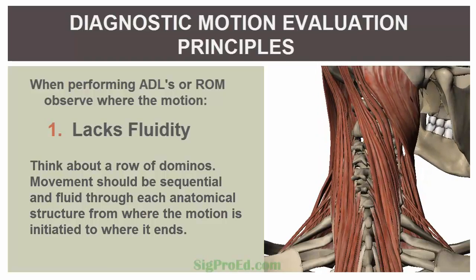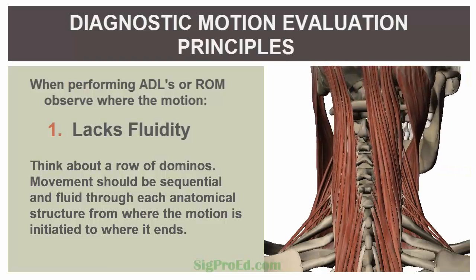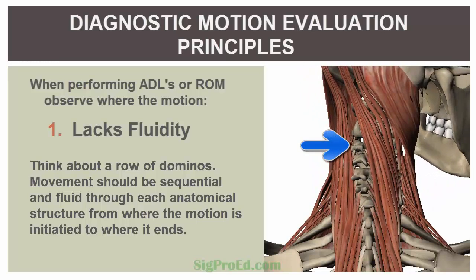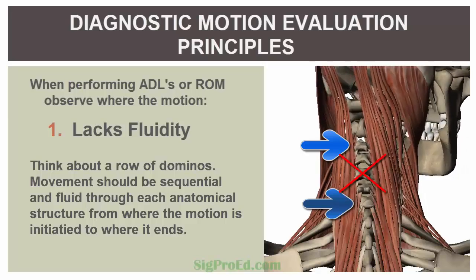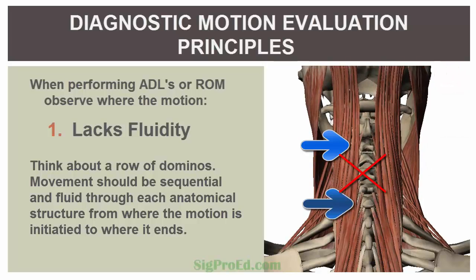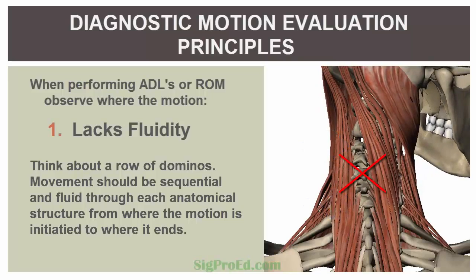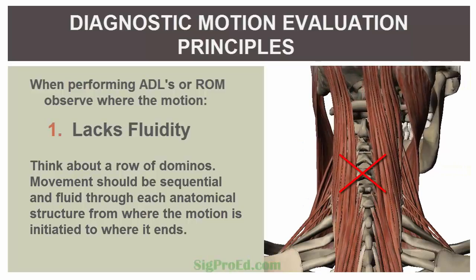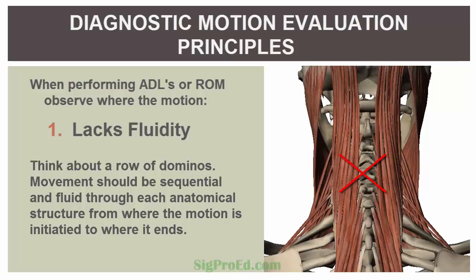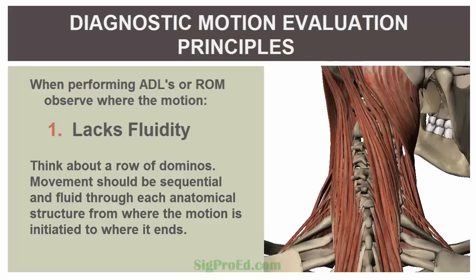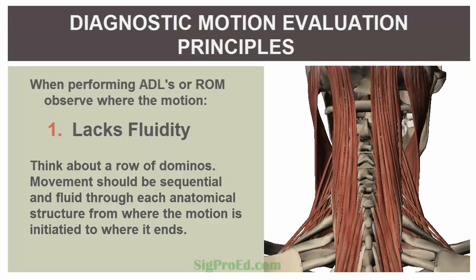We don't want to see movement occurring at, let's say, cervical level 2 and then moving right to cervical level 7. We've not moved through 2, 3, 4, 5, 6. So what is going to happen is probably hypermobility at cervical level 7 because 2, 3, 4, 5, and 6 are not moving. And hypermobility will cause irritation and inflammation.